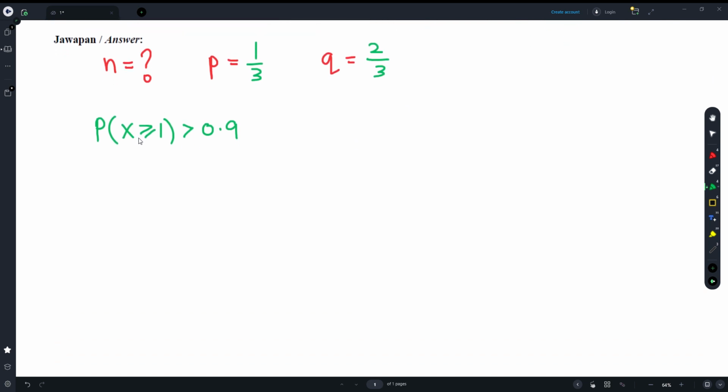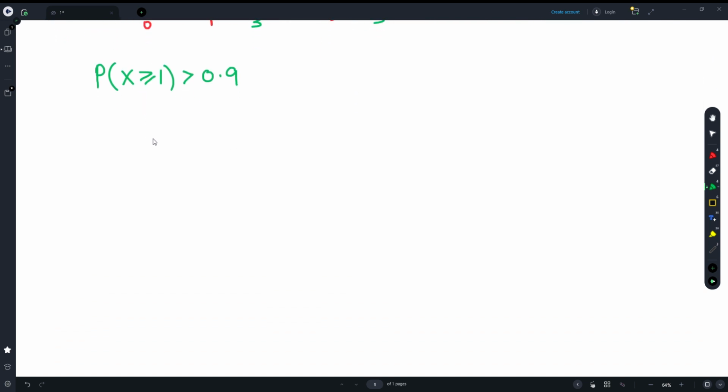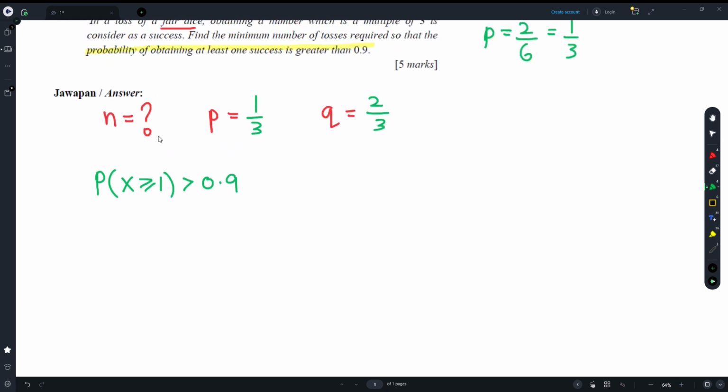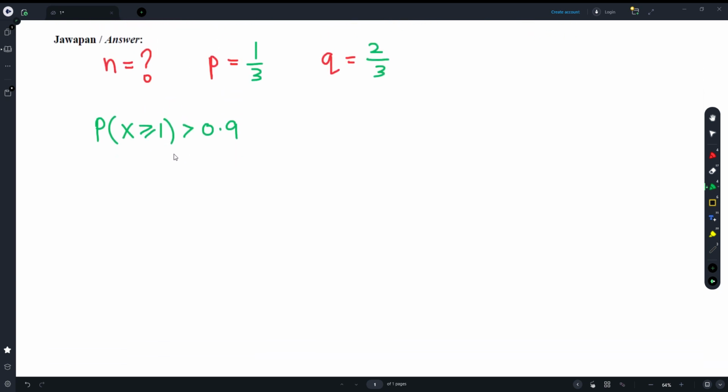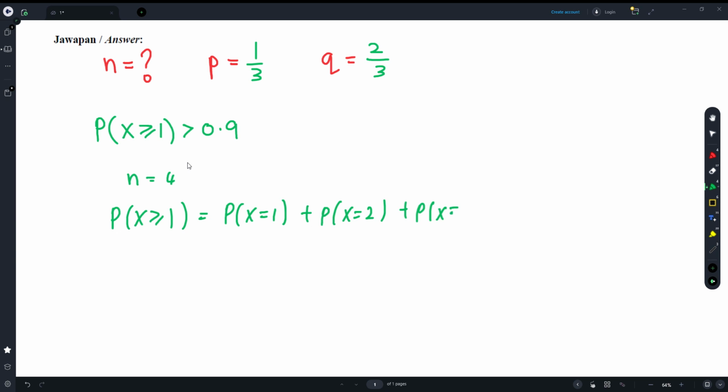From here, we cannot expand this any further, since we don't know our n value and we are starting with the value of 1, so we don't know where to stop. Let's say the n value is equal to 4. In that case, I can write probability x greater than or equal to 1 as probability x equals 1 plus probability x equals 2 plus probability x equals 3 plus probability x equals 4. I can stop right there because I know the n value and I know where to stop. But unfortunately, in this question, the n value is not given and that is what we are trying to find out.